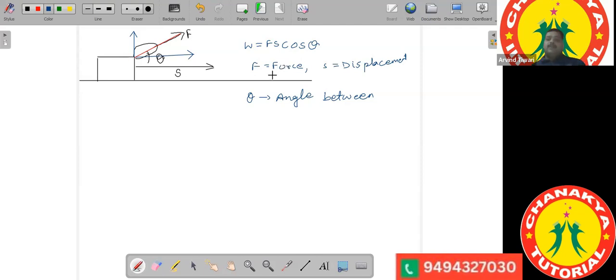Okay, see. So right now, wherever the values are required, the values of cos theta will be provided to you. In the question paper only, it will be provided to you. So theta is the angle between force and displacement.